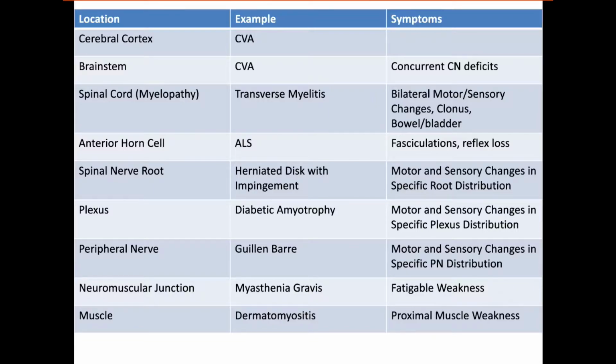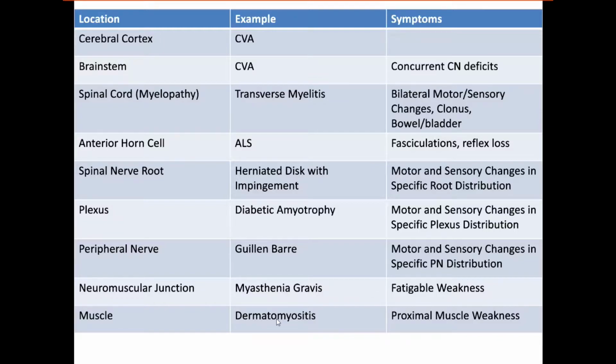In contrast, if someone has an anterior horn cell problem like ALS, you'd look for fasciculations, and because it affects the lower motor neurons too, you'd look for loss of reflexes. If you thought someone had a peripheral nerve problem like GBS, you'd see changes in a very specific ascending pattern. If you had a neuromuscular junction problem, you'd look for fatigue of weakness, so worse at the end of the day. And typically, although not exclusively, muscle problems will affect mostly the proximal muscles first, although there are some exceptions to that, which we'll talk about a little bit.